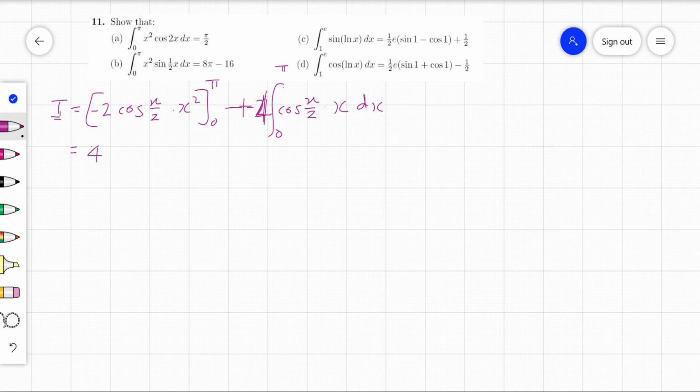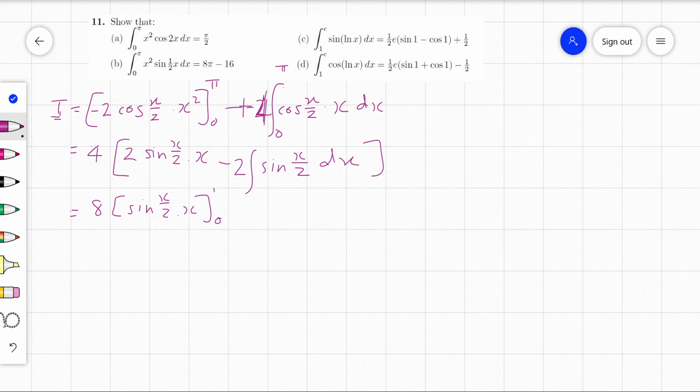So let's put the 4 out the front. Cos x on 2 goes to sin x on 2, but we have to divide by a half, which is 2, timesing by 2, and I'm leaving the x there, minus, I need the 2 sin x on 2, and this time I'm differentiating the x, so I just get the 1, so that's all nice. All right, so actually here I've got 8 sin x on 2 times x between 0 and pi.